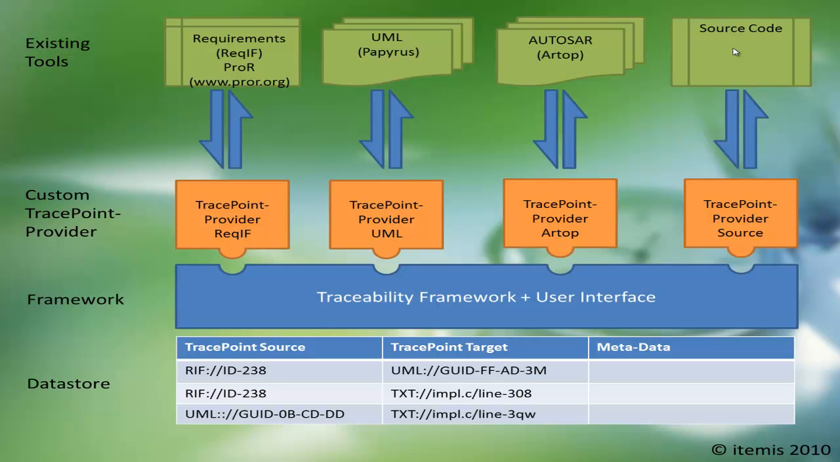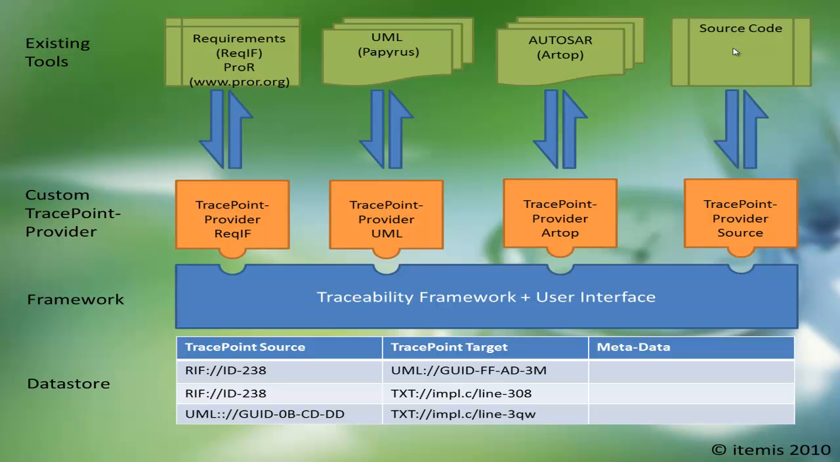Possible trace point providers that we have right now are source code. We have a trace point provider for AUTOSAR. We are connecting to UML models and Papyrus models. And within Verde, we have also implemented an Eclipse-based implementation of the RIF requirements interchange format, which we are using to represent requirements.